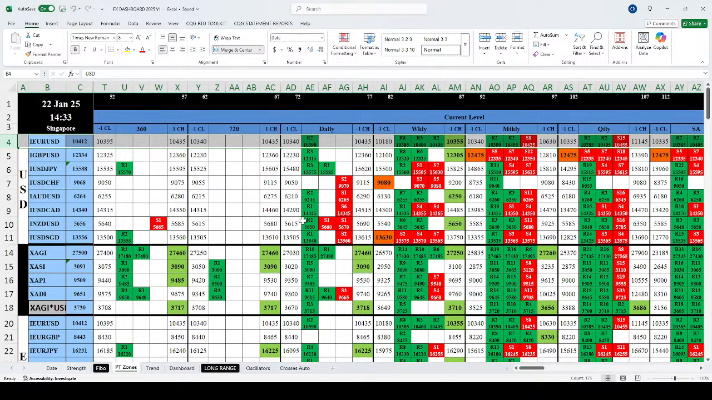Then the PT zones, we are seeing some support on the daily, but your 360 12 hours is flat, and we are also seeing strength on the weekly. This is trading above the previous week high, which is 103.55. So as long as the price is above 103.55, we expect the price to go higher, test the high and break the high.